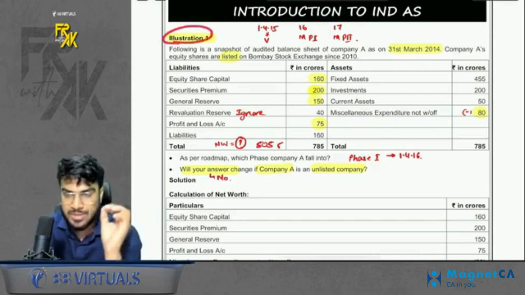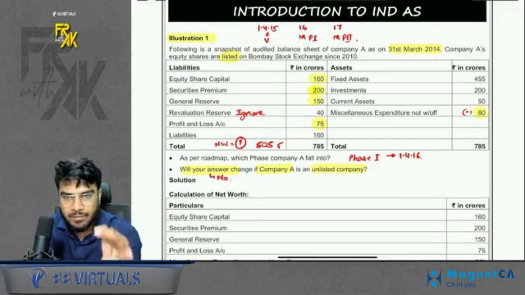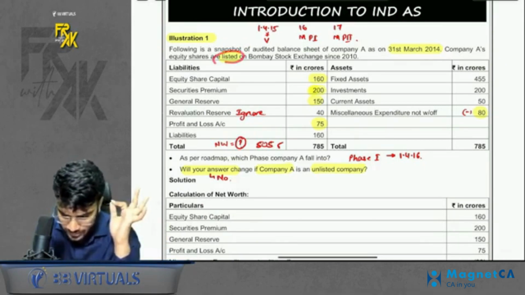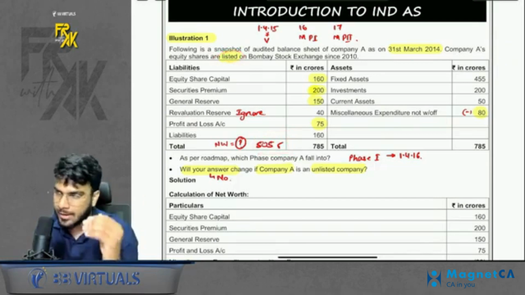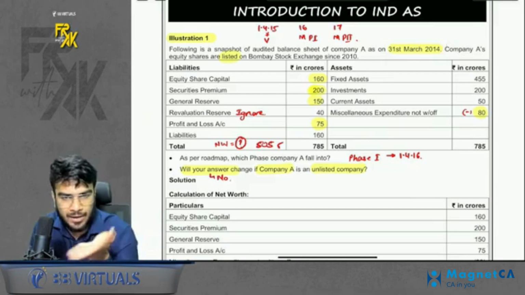The first question was related to net worth. They are saying that they are a listed company. We have to calculate the net worth and tell them under which phase they are falling. So it is listed, but net worth is 505. That means the net worth is exceeding 500. Net worth is as of 31st March 14. So they are falling under phase 1.